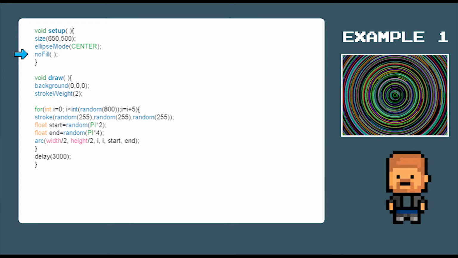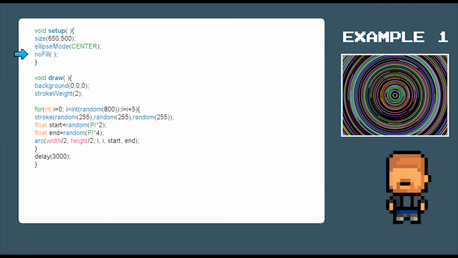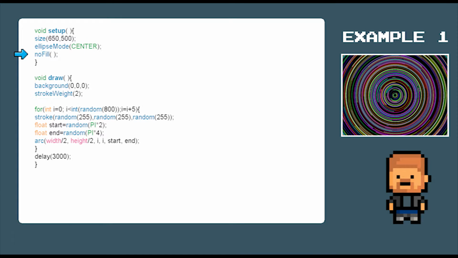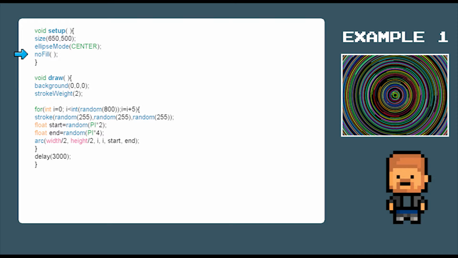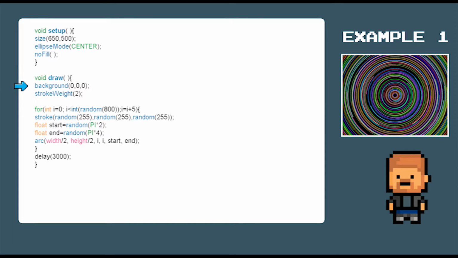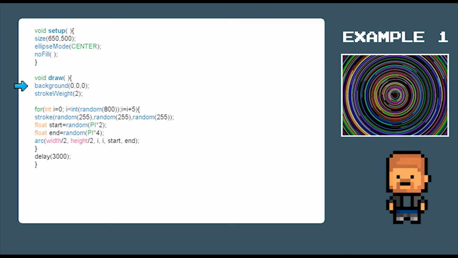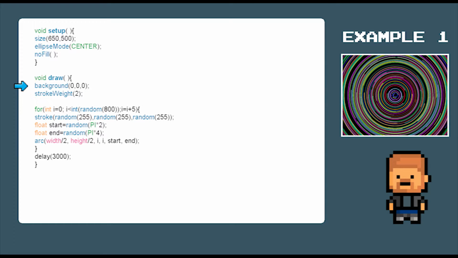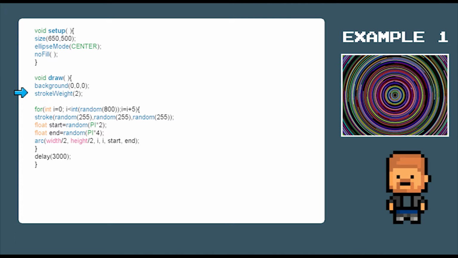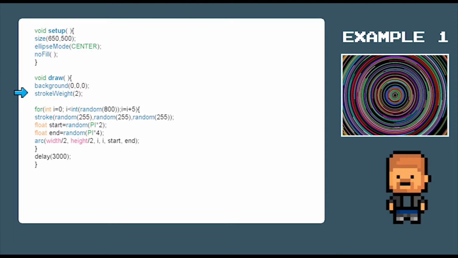Now that we have the canvas set up, let's move on to the draw area. As mentioned previously, the draw area loops and loops until the program is terminated. The first command in our loop is background(0, 0, 0). This covers the entire background with the RGB values that we provide it. In this case, 0 red, 0 green, and 0 blue create the color black. The second command, strokeWeight(2), says that we wish for our brush to be 2 pixels wide.